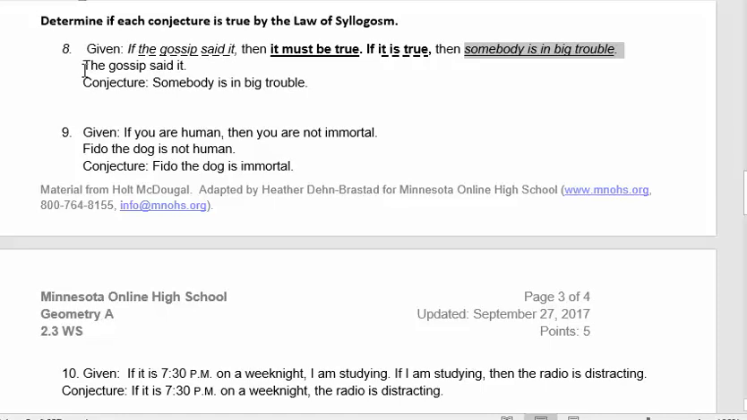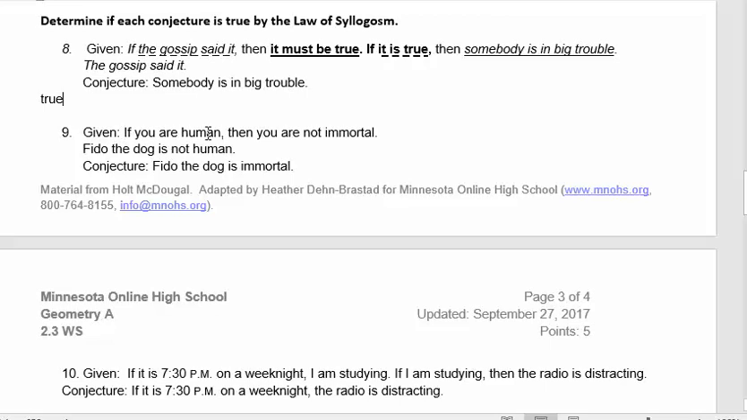Okay, and then they're given that the gossip said it, somebody is in big trouble. It's exactly the way it should be to do the law of syllogism. If the gossip said it, yep, the gossip said it, matches that part, then somebody is in big trouble, somebody is in big trouble. So this is absolutely true. It's written correctly, it uses the law of syllogism. And notice that we're not discussing what gossip means or who gets in trouble. We're not going to put any judgment into this at all. We're just looking at the words and the statement and seeing if we can use the law of syllogism.